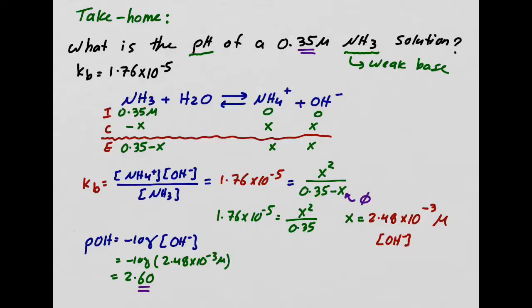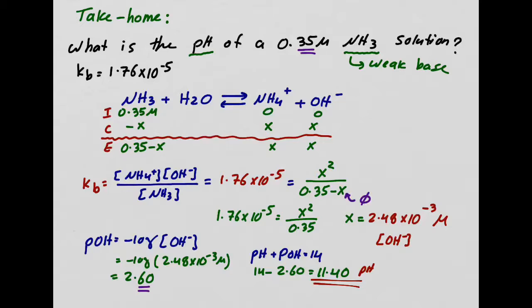Now, I have the pOH, but what I need is pH. That's okay. I know the relationship that pH plus pOH equals 14. So now all I have to do is subtract 2.60 from 14 and get 11.40, and that would be my pH. So far, so good? Okay, this was a big problem.